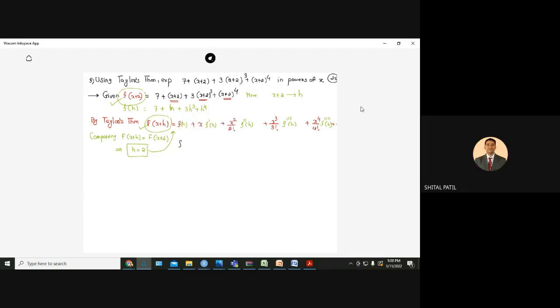So f of x plus 2, that is what we have been given, right? That is equal to f of 2 plus x f dash of 2 plus x square divided by 2 factorial f double dash of 2 plus x cube divided by 3 factorial, derivative at 2, x raised to 4 by 4 factorial, fourth derivative. You can write it in this way also, at 2 and dot dot dot. Write this as equation number 1.